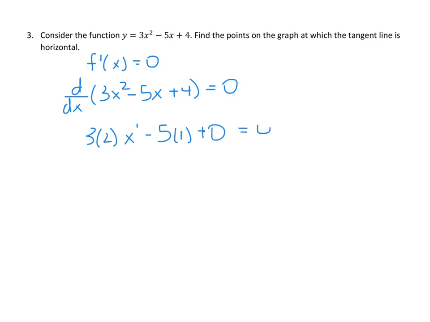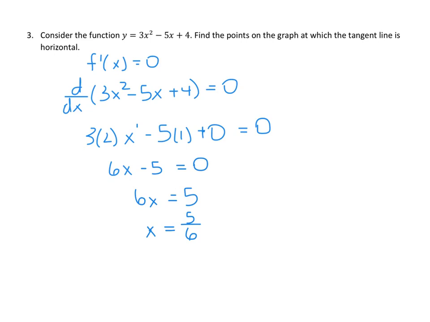All right, and we want to know when this is equal to 0. Let's simplify the derivative on the left-hand side. We have 6x minus 5, and we want to know when that is equal to 0. So let's solve this equation. Let's add 5 to both sides, and then divide both sides by 6. So when x is equal to 5 over 6, we have a tangent line that is horizontal, or equal to 0. Now this gives us the x value for our point.